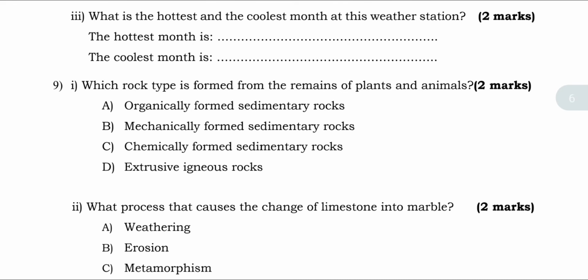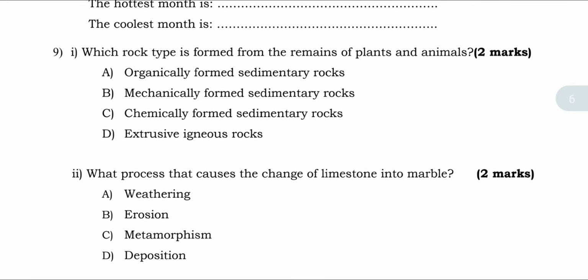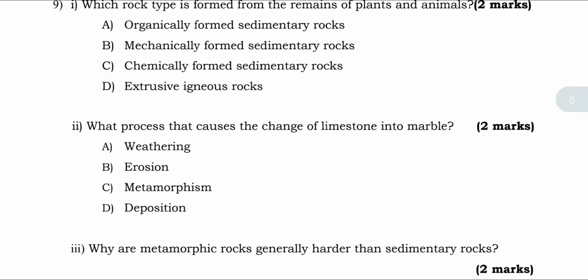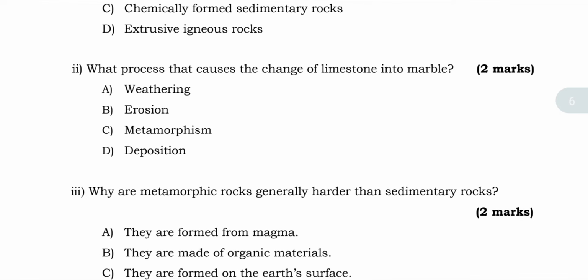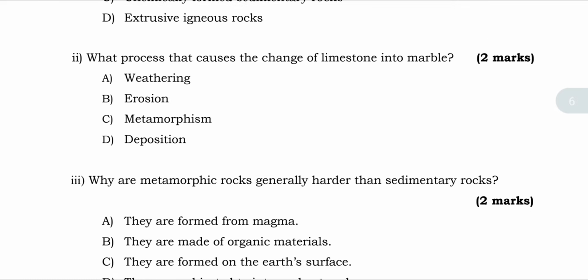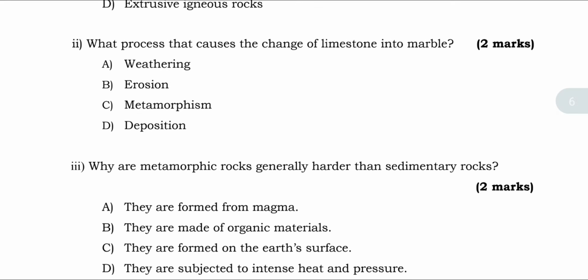Question 9, which type of soil is formed from the remains of plants and animals? Have it right here, options A, B, C, and D. Number 2, what process causes the change of limestone into marble? Weathering, erosion, metamorphism, deposition. In these 4 options, you have to choose the best answer.